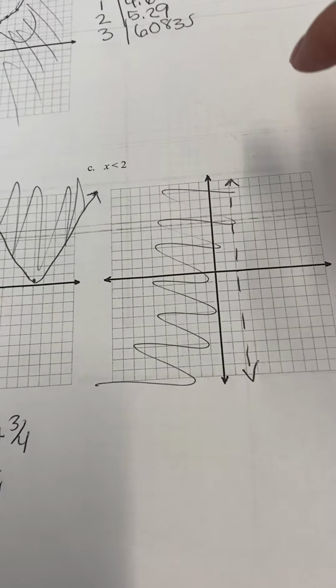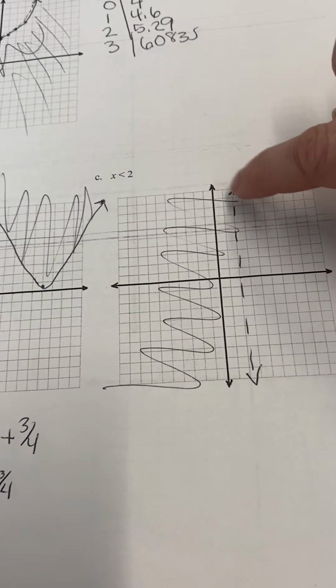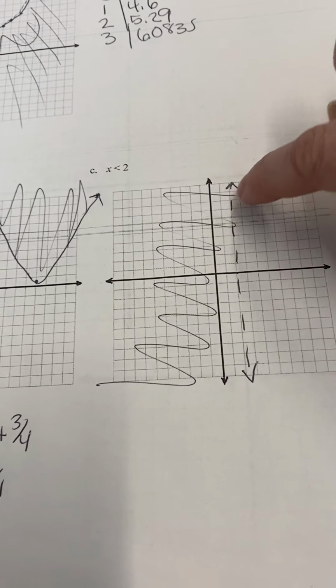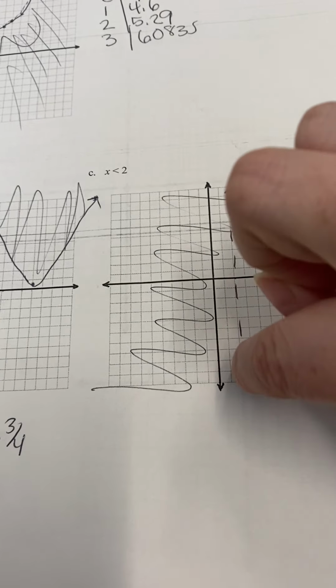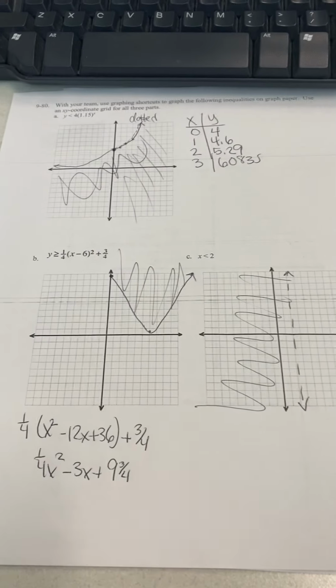And then here, if you just have x is less than 2, remember when it's an x, it's a vertical line, and so the vertical line is going to be at 2. Since it's less than 2, you're going to use a dotted line, and then you want everything less than that, so you shade to the left. And that's how you do 932.